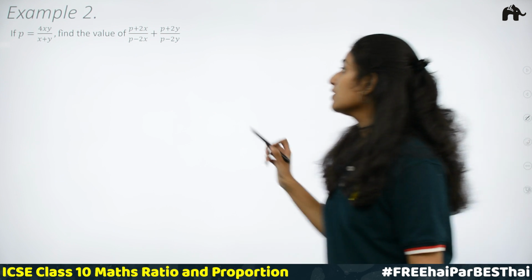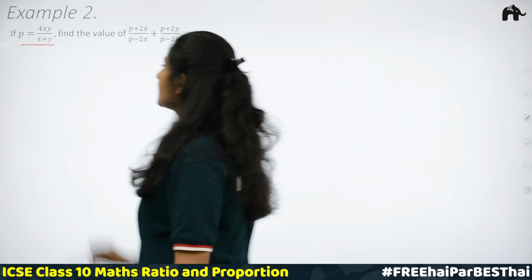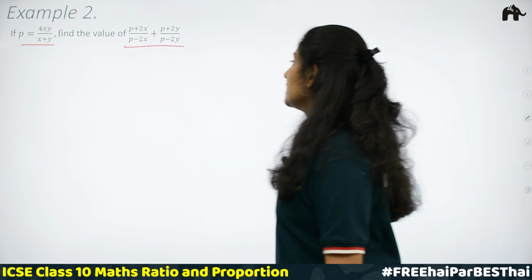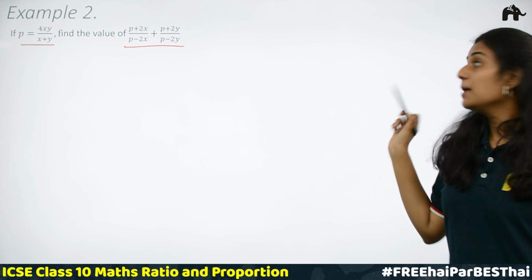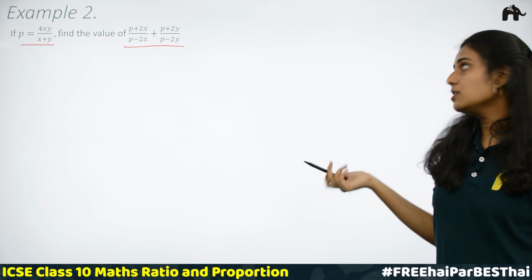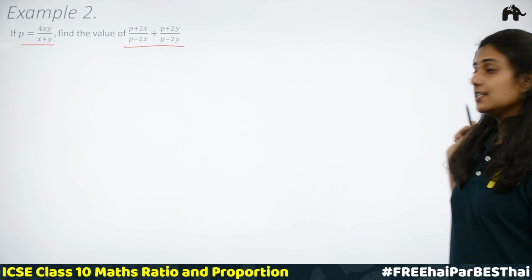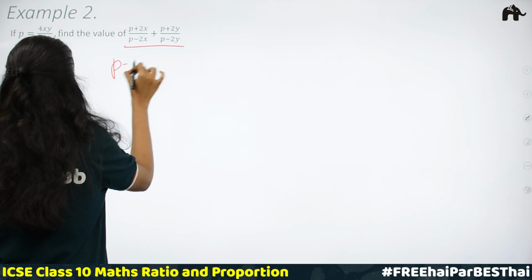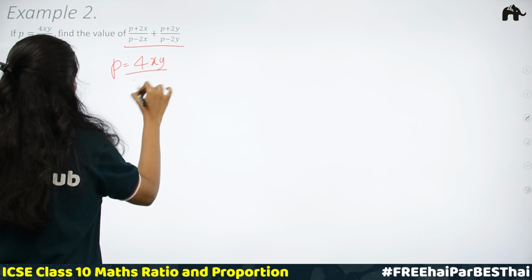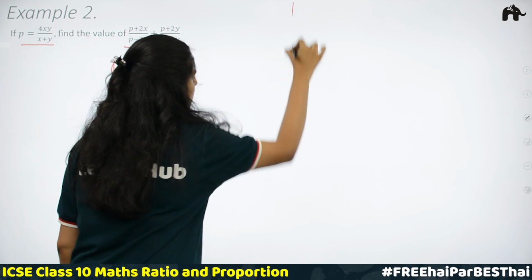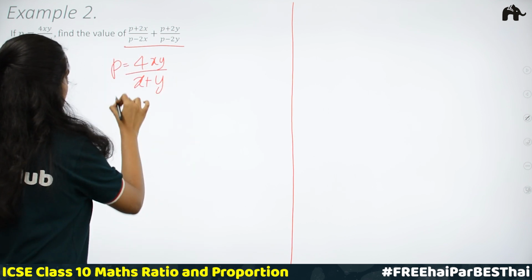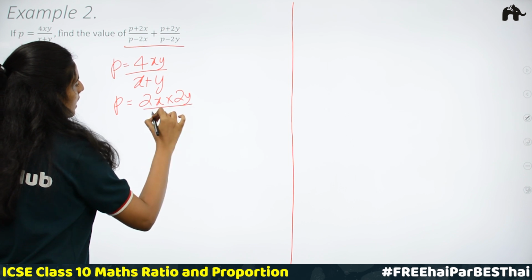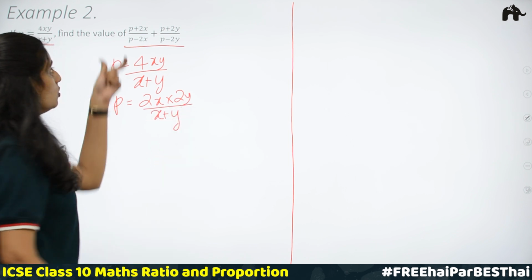Example 2, if p is equal to 4xy divided by x plus y, find the value of p plus 2x divided by p minus 2x plus p plus 2y divided by p minus 2y. We are using the property to solve this question. Okay. Given that p is equal to 4xy divided by x plus y. Okay. This can be written as p is equal to 2x into 2y divided by x plus y. We need to get this form.